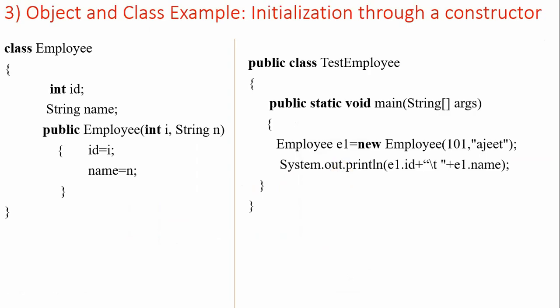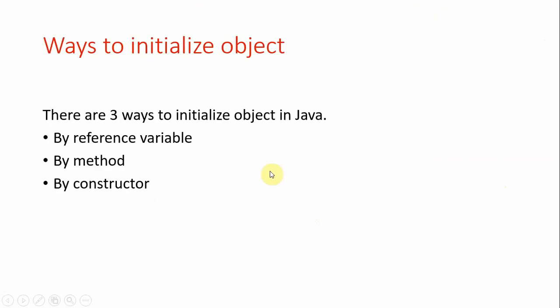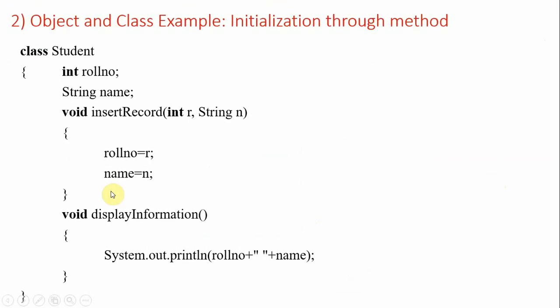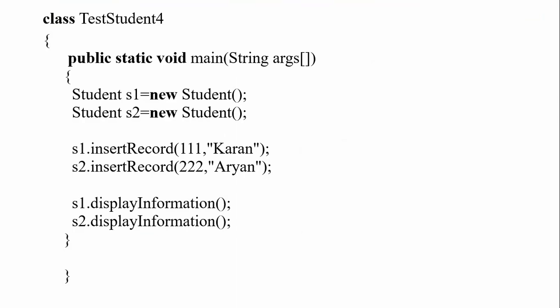So the third way, how to initialize the objects: the three ways are reference variable, method and constructor. The constructor we have to discuss. So constructor is nothing but a method only. So how do we define a method here?